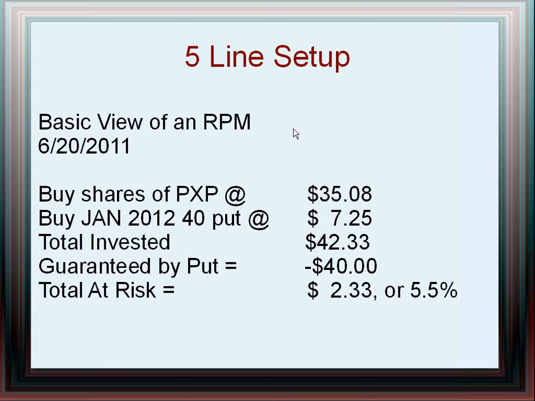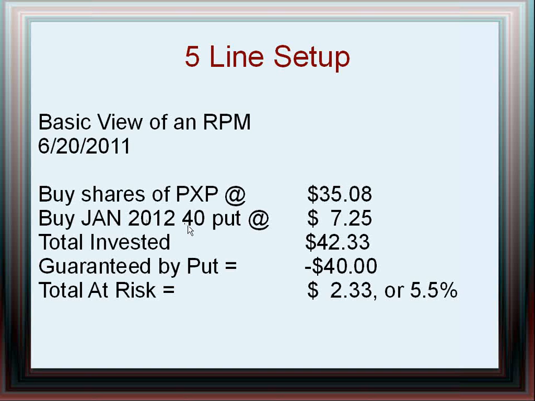So what we do radioactively, when we were looking at this position on June 20th, 2011, is buy shares of PXP at 35.08 and at the same time buy a January 2012 40 put for $7.25. Now this makes the total investment $42.33. That looks expensive, doesn't it? I've essentially paid close to 20% of my underlying security for an insurance policy that's about 7 months out in time.